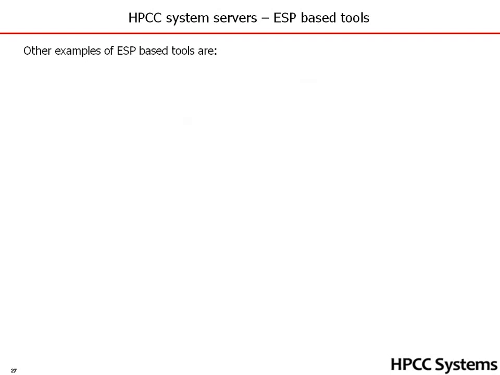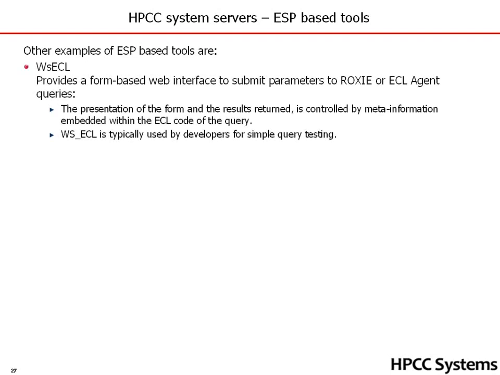Other examples of ESP-based tools are WSECL, and again this provides a form-based web interface to submit parameters to Roxie or ECL agent queries. The presentation of the form and the results returned is controlled by meta information which is embedded within the ECL code of the query. And WSECL is typically used by developers for simple query testing.